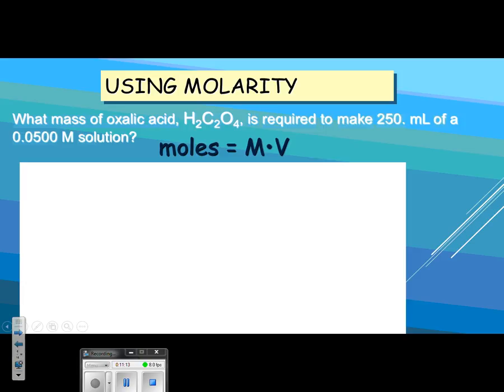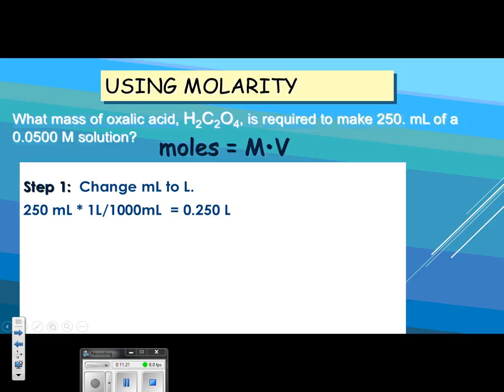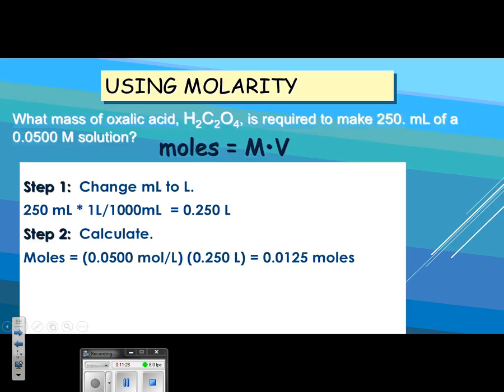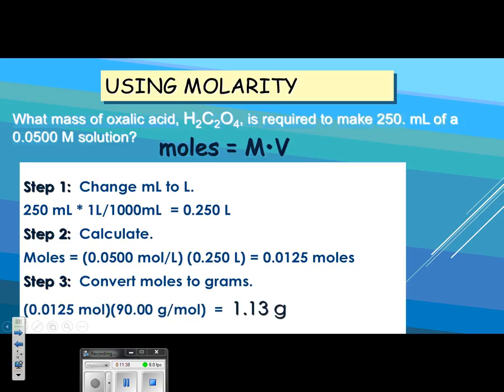Concentration. We're going to rearrange our equation so it's moles equals molarity times volume. Change the milliliters to liters, so move the decimal by 3 or divide it by 1,000. Second thing, we just plug it in and calculate it. So we've got molarity times liters. The liters will cancel out. We get moles. Then we use, just like we've done before, the mole map to convert from moles to grams. And we know how much to put in.